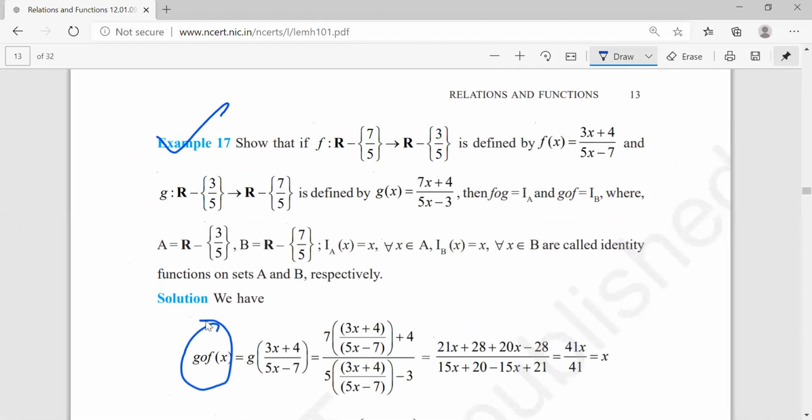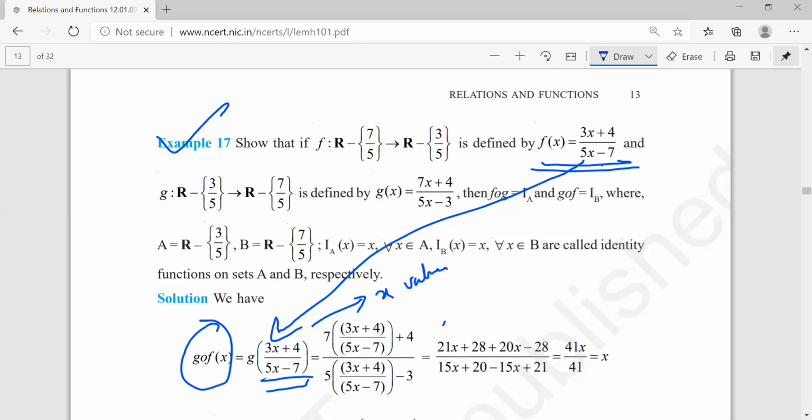G of f of x. What is our f of x given? 3x plus 4 by 5x minus 7. Correct? This value you have to substitute in place of f of x. So this will become g of x. Now my x value is this thing, 3x plus 4 by 5x minus 7. That I have to substitute in g of x value. So in place of this x value, I'll substitute 3x plus 4 by 5x minus 7. That's all. And we should get the answer as x.